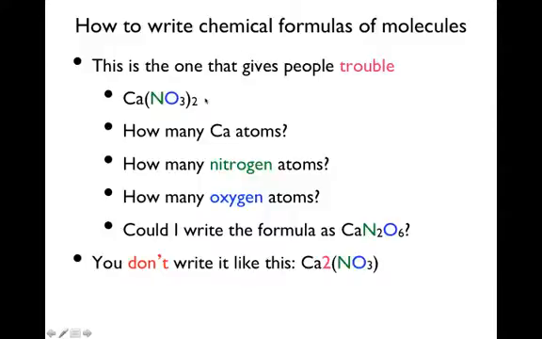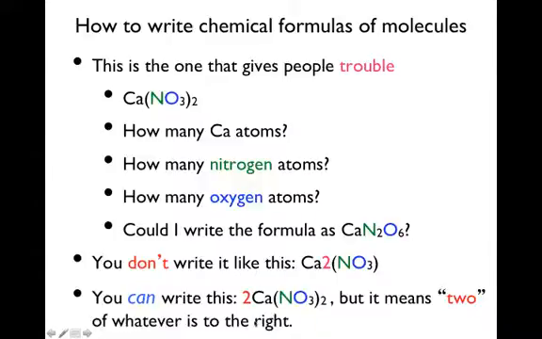I want to point out a few things that you shouldn't do. You don't write the formula like this. You don't write calcium and then a 2 in front of the parentheses. That's just not done. It's not the convention that has been decided on by chemists. If you're talking about two sets of NO3s, you take this 2 and you put it as a subscript outside of the parentheses. That's a common mistake that students make, but I really don't want you to make this. Chemists never write it this way.